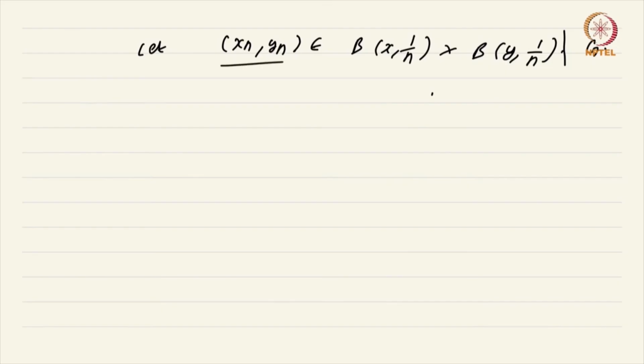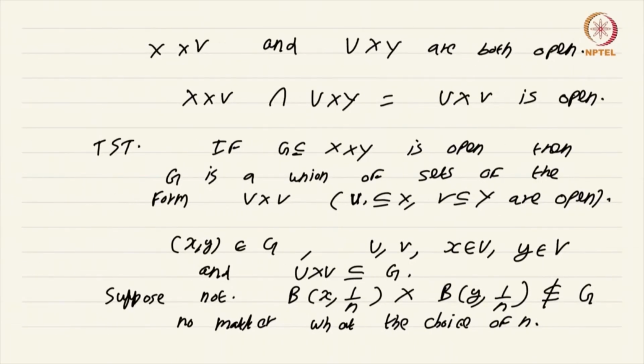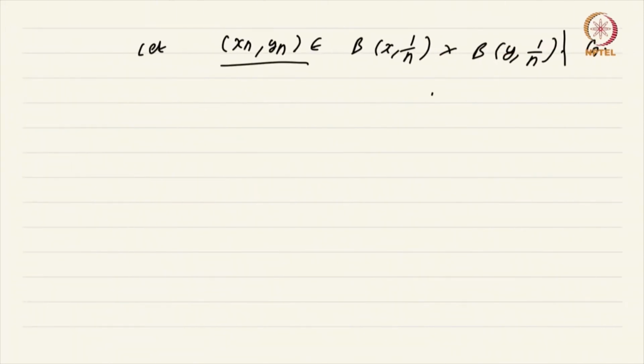Why does such an element exist? Well, because look at our hypothesis. We are saying that this product is never going to be a subset of G irrespective of the choice of n. So for each n, we can at least find one element which is there in Bx 1 by n cross By 1 by n, which is not there in G. Okay, so choose this sequence xn yn, which is there in Bx 1 by n Cartesian product By 1 by n set minus G. Well, obviously xn converges to x and yn converges to y. That's exactly the way the sequence has been constructed.